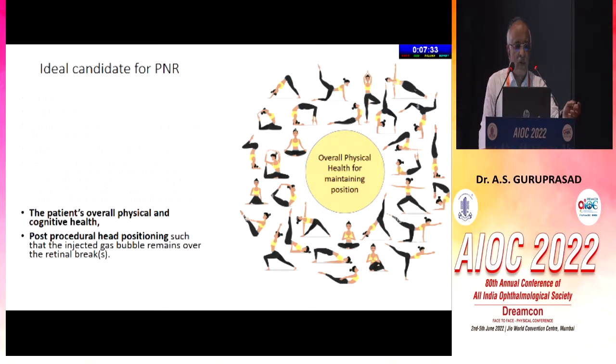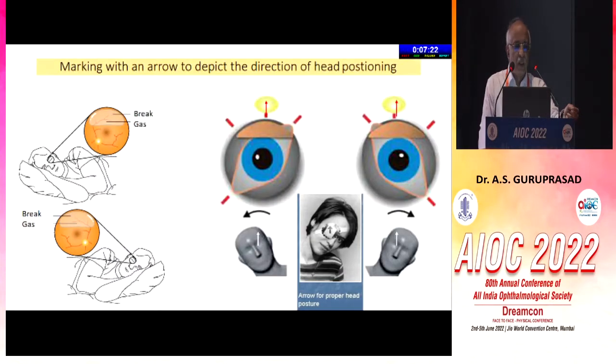The patient's overall physical and cognitive health is very important, because he has to maintain a certain position after the injection in order to cause opposition of the break to the underlying RPE. Marking an arrow to depict the direction of head positioning is something that has to be practiced, because the patient has to know which direction he needs to lie down or sit, with the gas bubble at the point where it opposes the break to the RPE.